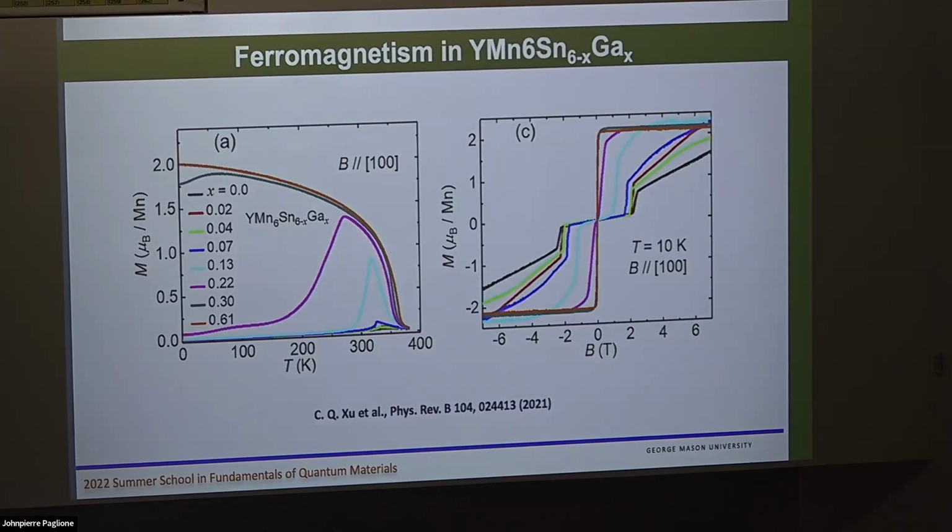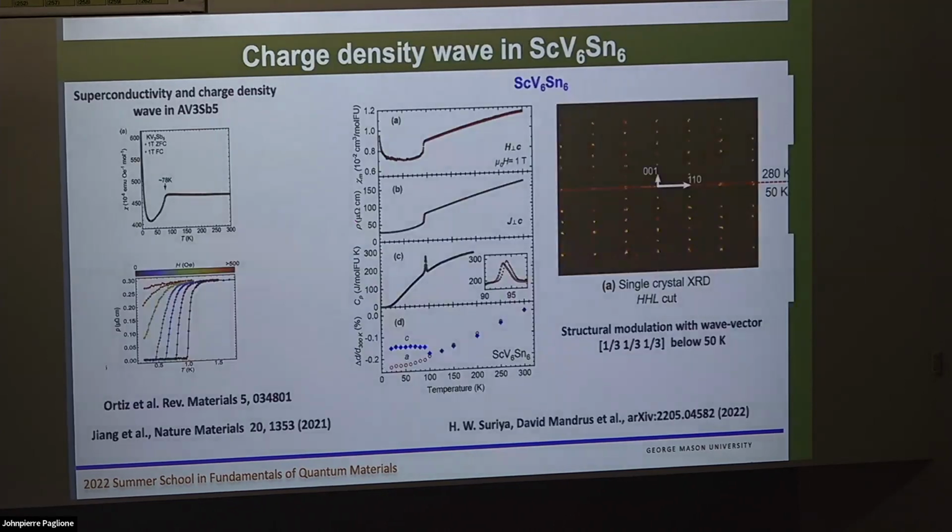And then, along the line of doping, some other people's work tries to dope it with gallium and then tune it with a ferromagnet. The interesting thing is that if you have ferromagnetism along this axis, then you can open a gap and things like that. This is again a tuning property.